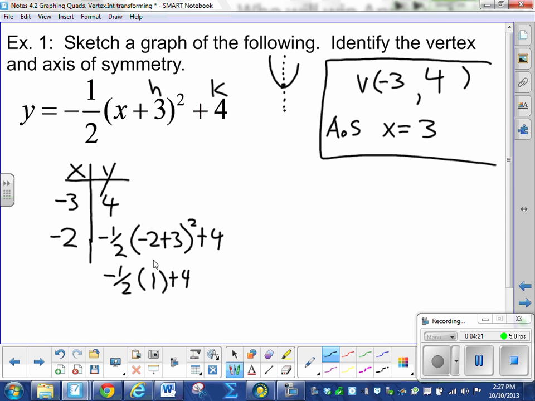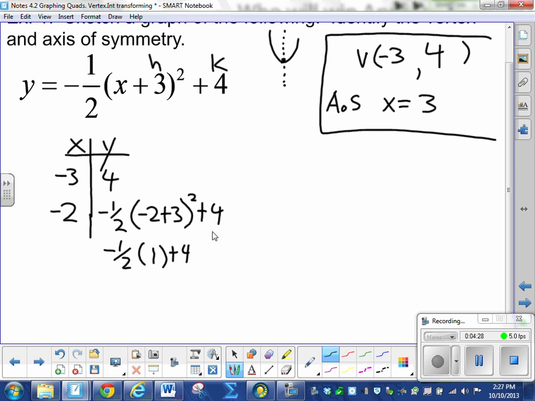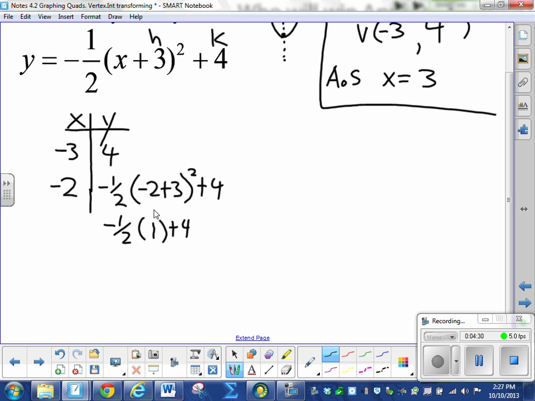One thing here that I see a lot of students make a mistake about is they try to multiply in the 1/2 before they do the exponent. Just remember your order of operations. You should be doing parentheses first to get that 1 and then squaring it after. So negative 1/2 times 1 is a negative 1/2. Then you add 4 to that and you will get 3.5.